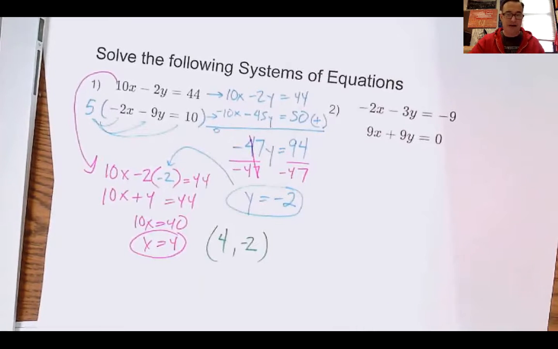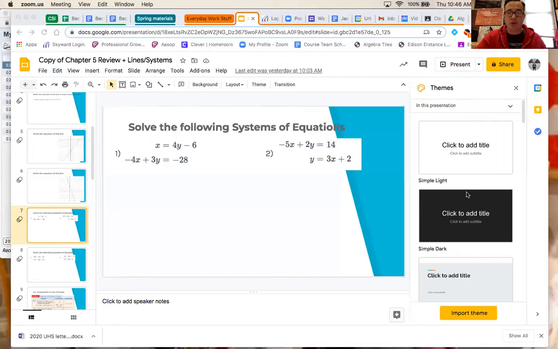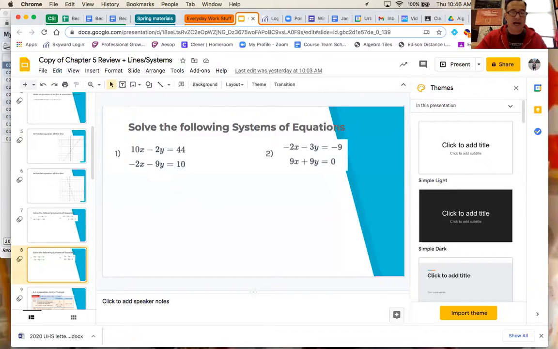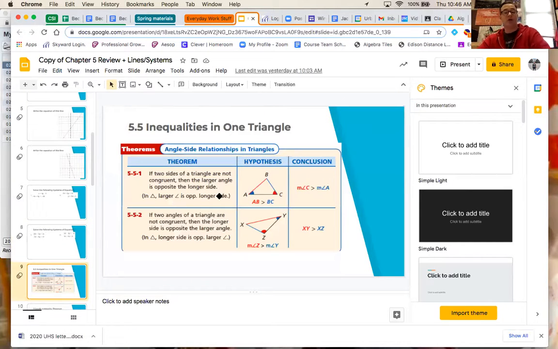So I'm going to move on to the next thing, which means I have to switch back to looking at our presentation. Okay, so here's what we're going to do. We went through that. We went through this. Oh, come on. So now we're going to go through looking at the inequalities of one triangle. Okay, so this is where we're going to start to get into the geometry part. Our algebra review is done. Long live algebra.